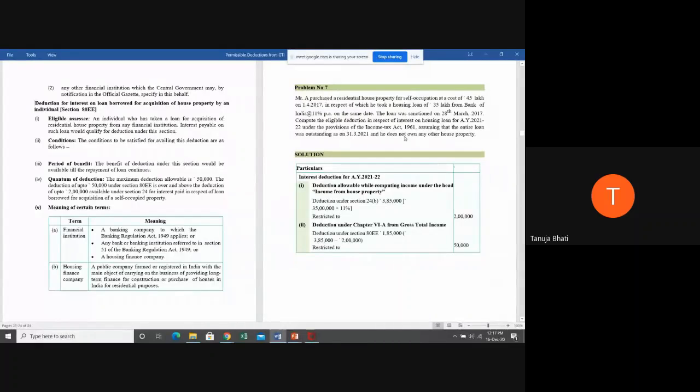Now see, when there is an interest on loan borrowed for acquisition of house property, you will get deduction under two heads. One is under the head income from house property, and second is deduction under chapter 6A, that is, from the gross total income you will get a deduction under section 80EE. Now let us see the solution. Deduction allowable while computing income from the head income from house property, maximum he can get a deduction of 2 lakh. So let us see what is the actual interest he is paying. So what you have to do is 35 lakh into 11% is nothing but 3 lakh 85,000.